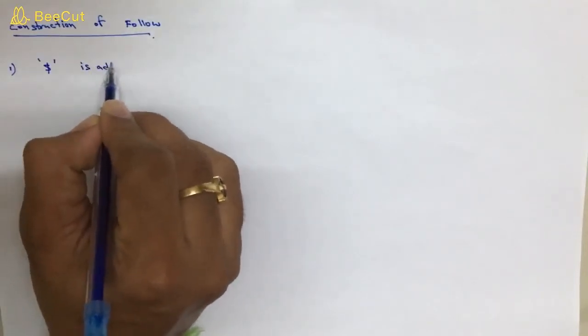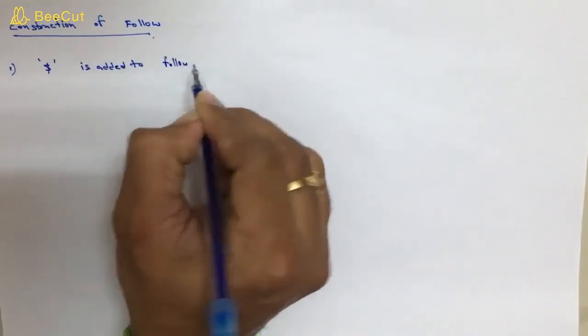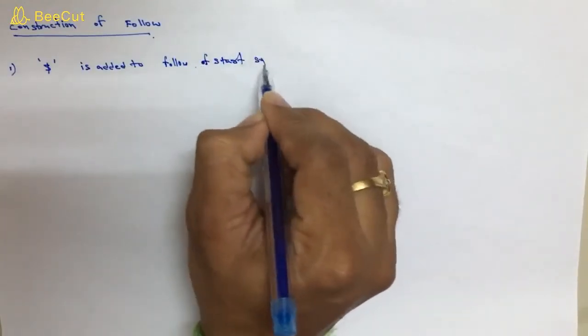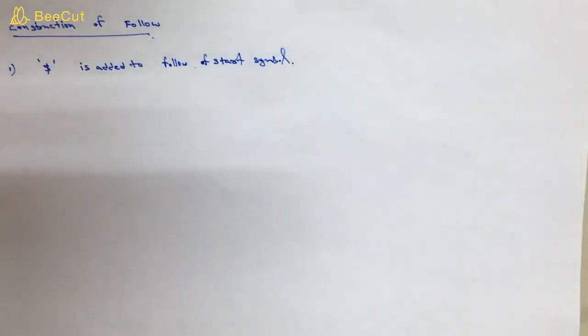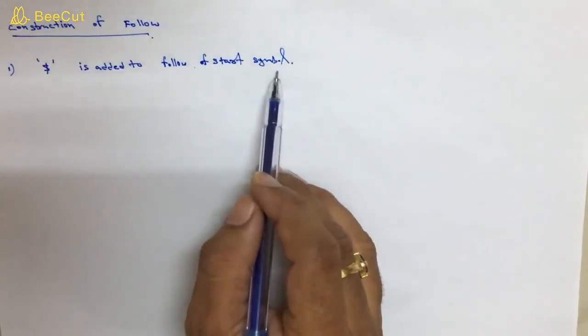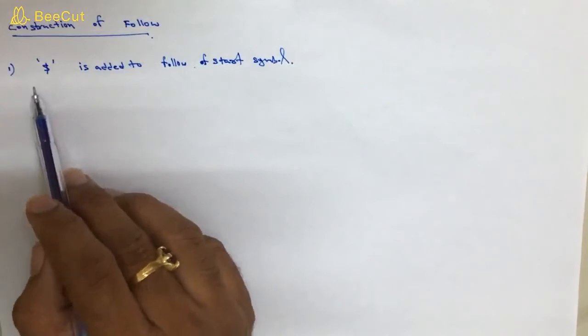to the follow of the start symbol. That means, suppose your grammar contains E tends to E plus T or T, T tends to T star F or F, so like that. If the grammar is available, find the starting symbol in your grammar. For that starting symbol's follow, by default we add the dollar.